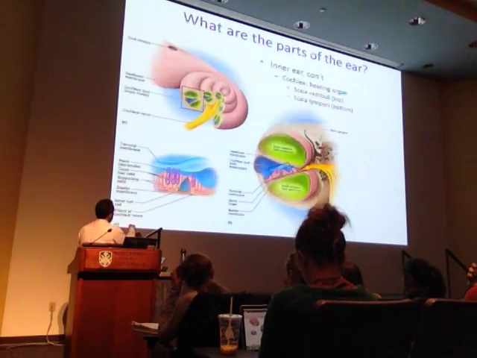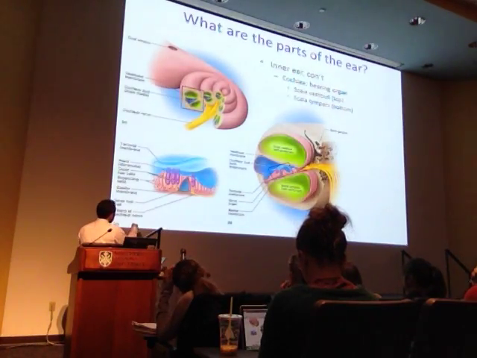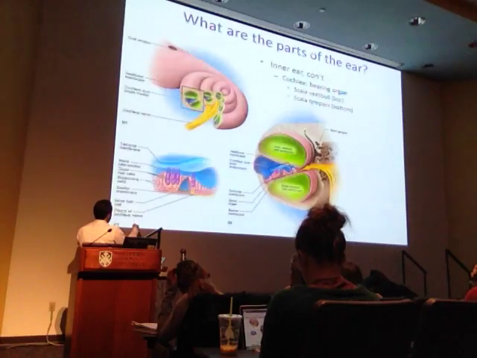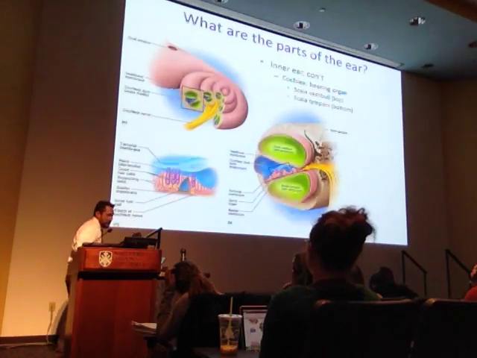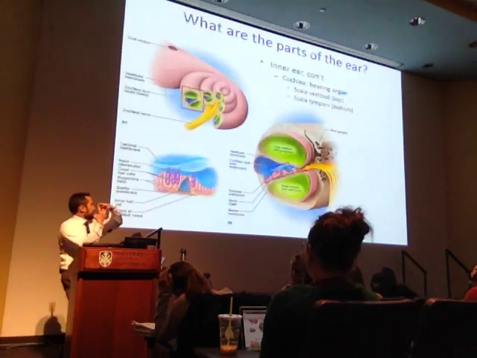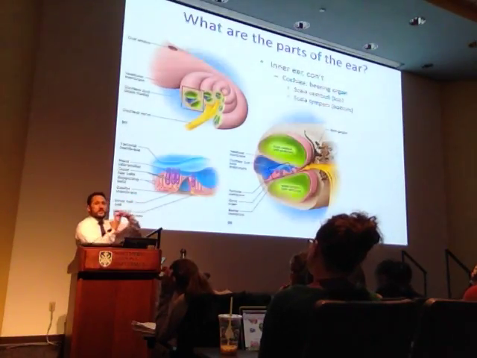But the supporting cells offer nutritional support, and these structures are called hair cells. Inner ear hair cells. And they have these stereocilia, and these stereocilia are embedded in a membrane. And that membrane on top is called the tectorial membrane.